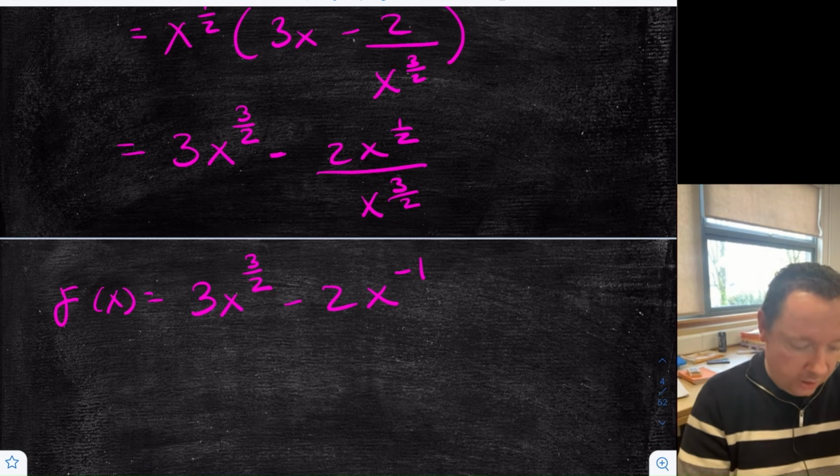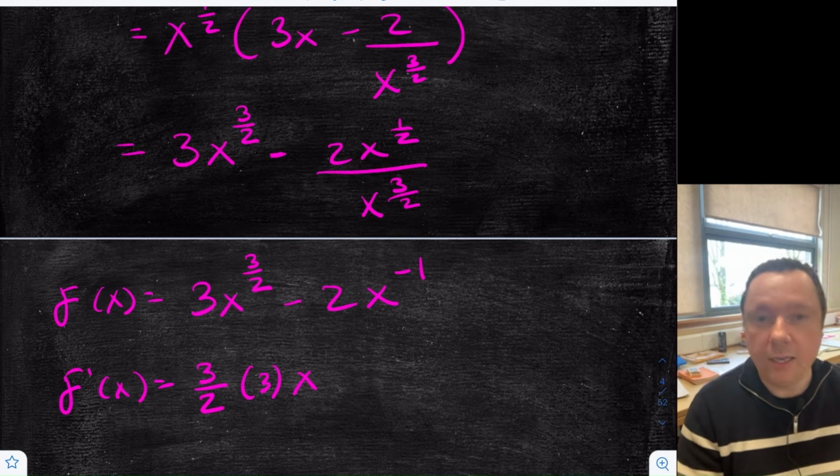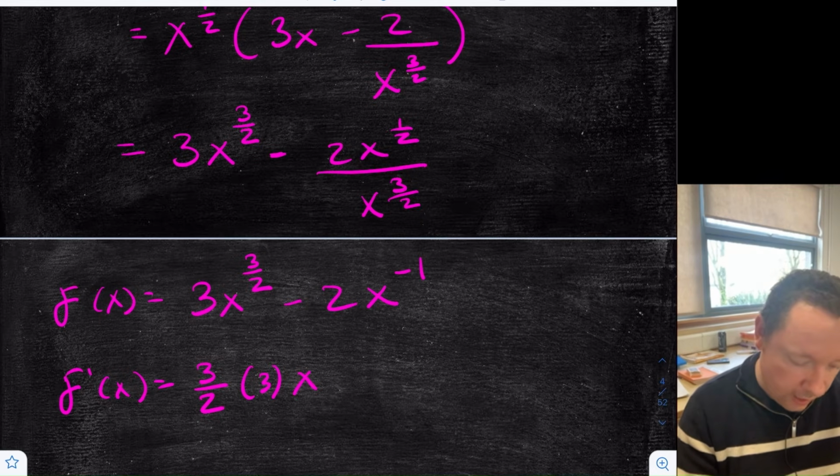Now we can differentiate it, f dash x. Take the power down to the front, so it's 3 halves times 3, x to the, take 1 away from the power, so it's a half, minus times a minus is a plus, so plus 2x to the minus 2.